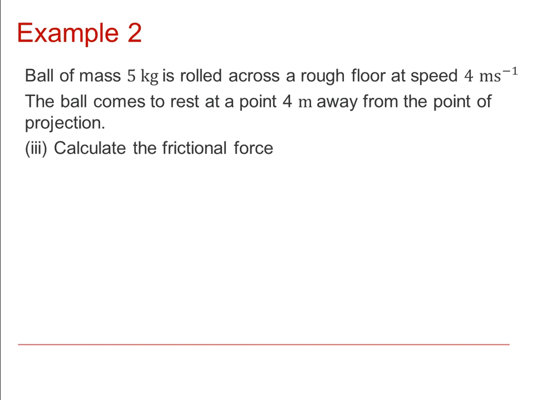Now to calculate the frictional force then, well, the frictional force is opposing the motion. So if we just draw a quick diagram, the frictional force is this direction, and we've moved in this direction 4 meters. So we can say therefore that we have negative F multiplied by 4 is equal to the change in the kinetic energy, or the work done by the frictional force, which was negative 40. And that gives us a value of F as being equal to 10 newtons, or magnitude of the frictional force of 10 newtons.